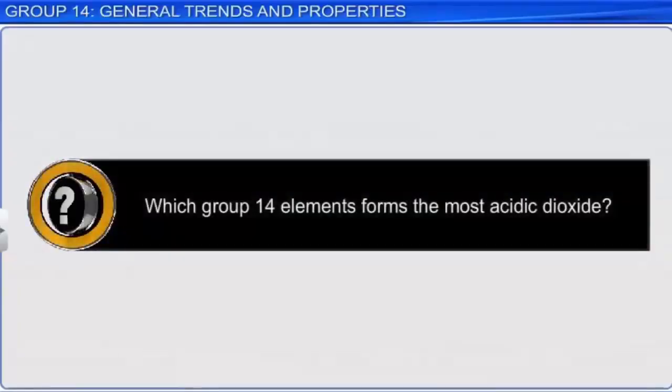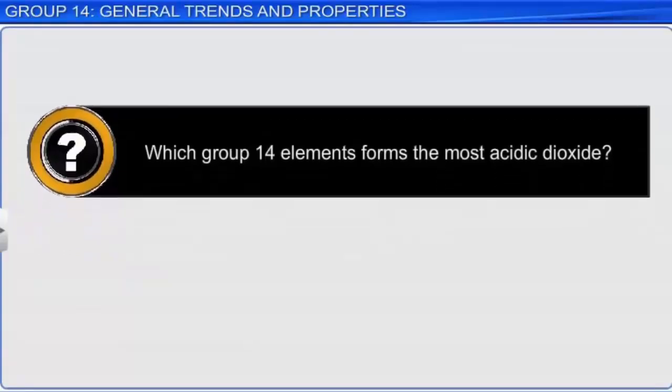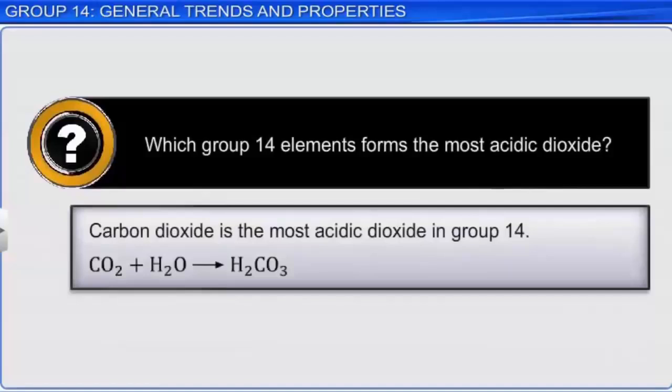Try to answer this question on your own before checking the answer. Which group 14 element forms the most acidic dioxide? Answer: carbon dioxide is the most acidic dioxide in group 14. In water, carbon dioxide reacts to form carbonic acid, H2CO3, a weak acid.